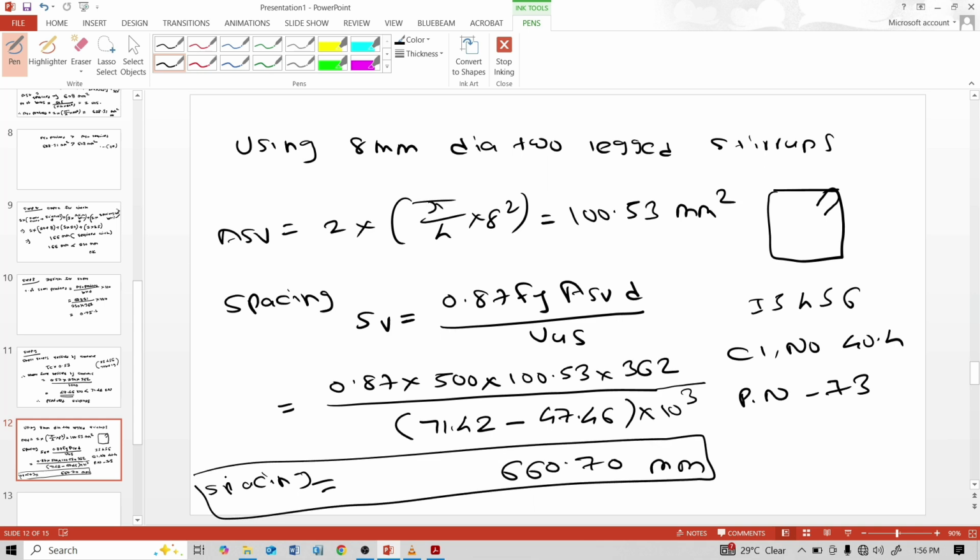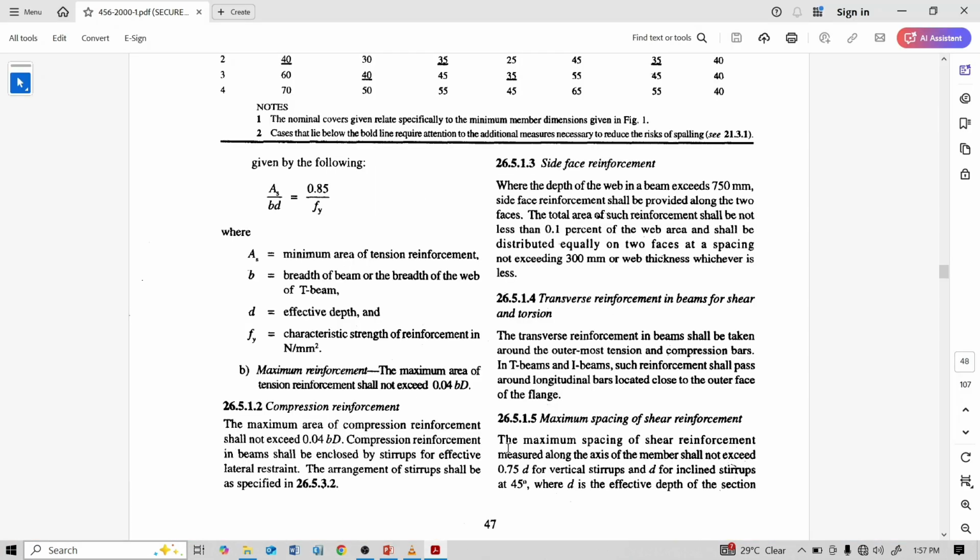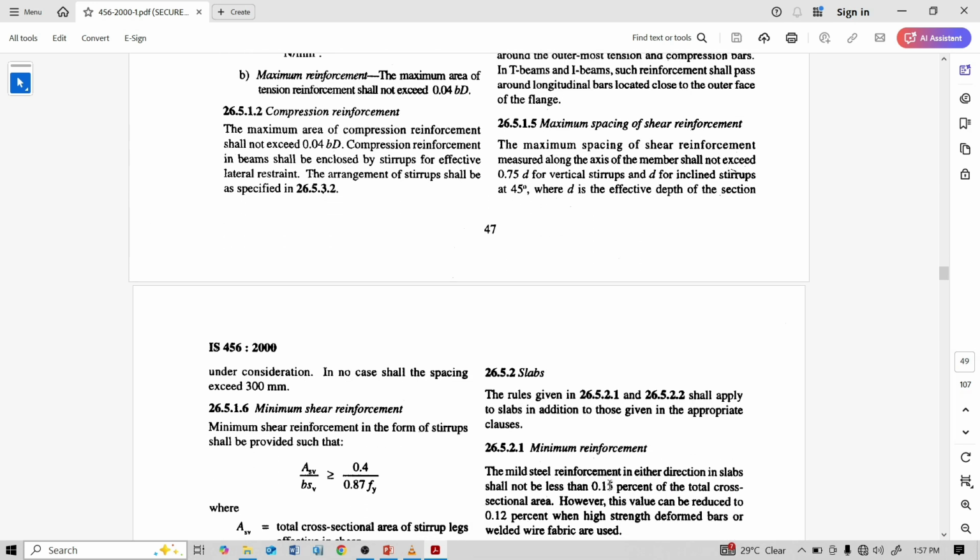They tell us, page number 47, IS 456. Spacing of shear reinforcement measured along the axis of the member shall not exceed 0.75 d for vertical stirrups and d for inclined stirrups at 45 degree, where d is the effective depth of the section. In no case shall spacing exceed 300 mm.